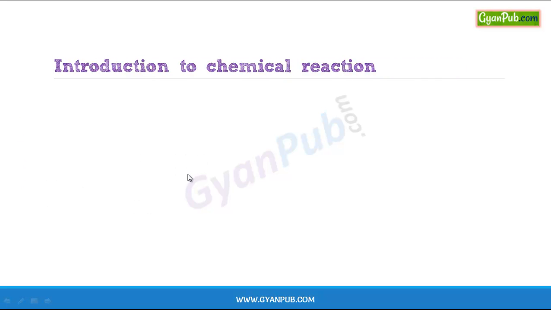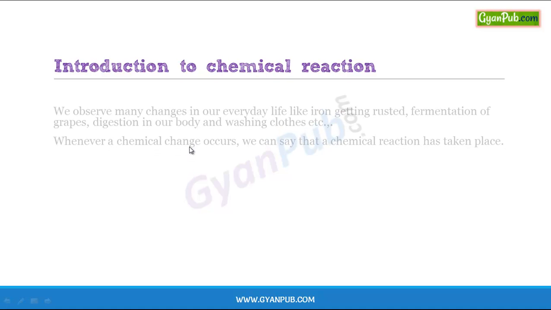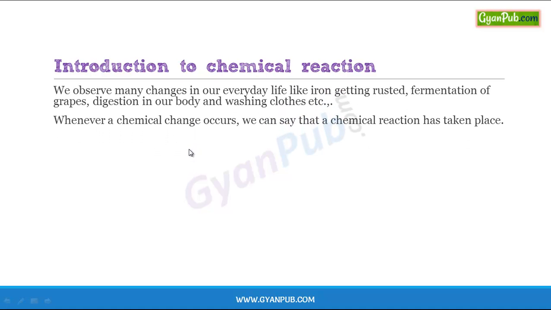In our daily life, we observe many changes like grapes getting fermented, rusting of iron, washing of clothes, digestion in our body, and the respiration process. In all these changes, we observe that the initial identity of the body is changed at last. So we can say that a chemical change is occurring. Whenever a chemical change occurs, we can say that a chemical reaction has taken place.